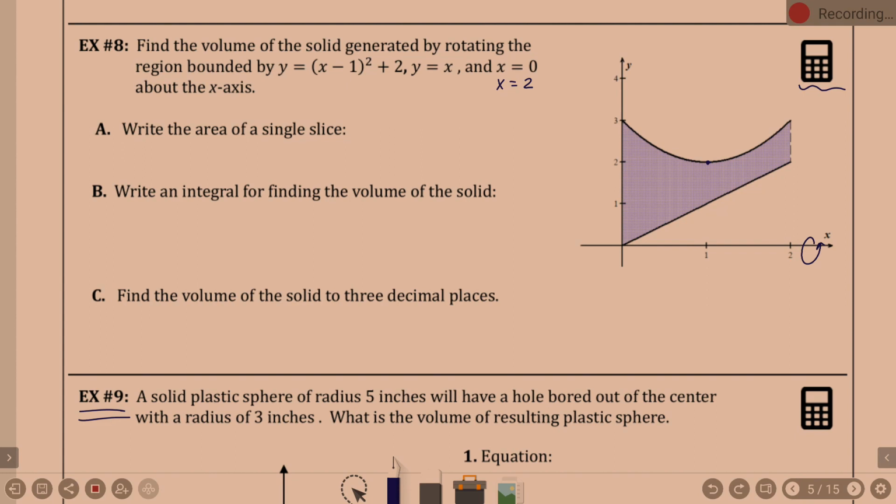So, we did decide this was y equals x, this is y equals x minus 1 squared plus 2, just so I have the visual there. Okay, write the area of a single slice. So, area of a single slice, I probably haven't really talked about that as much as I should. Area of a single slice, area of the circle is what we're looking at. So basically, you're writing it without the dx or dy. Okay? So I usually just jump right into the volume, but area of a single slice is going to be the pi r squared.